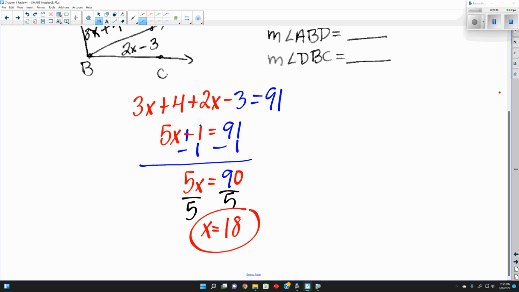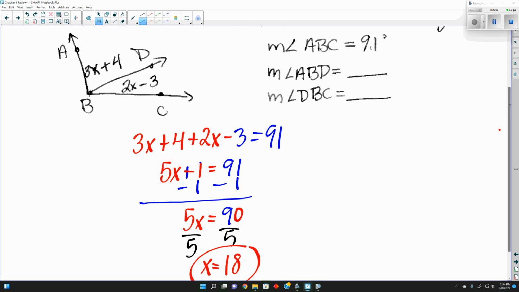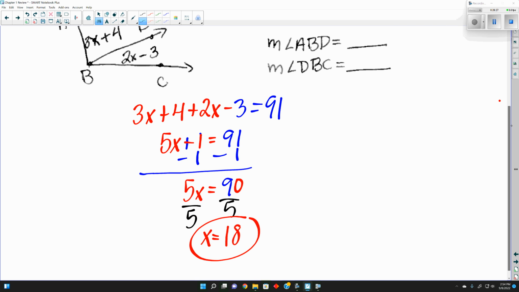What part? No, nothing. I thought you were talking. So we would subtract 1 to get 90, because our 4 and negative 3, 4 plus negative 3 gives us 1. 4 minus 3. Yep. Okay.